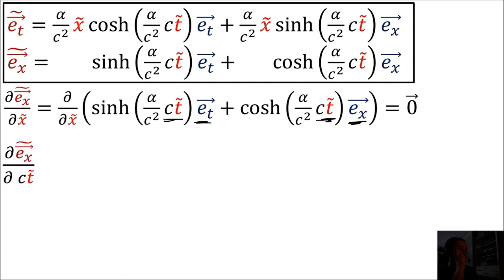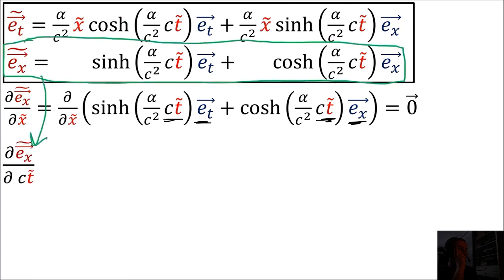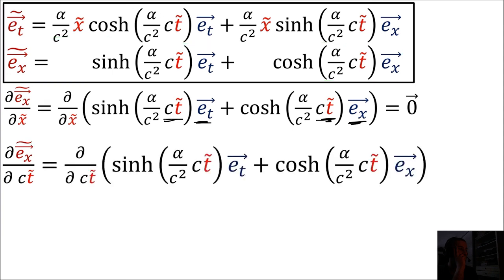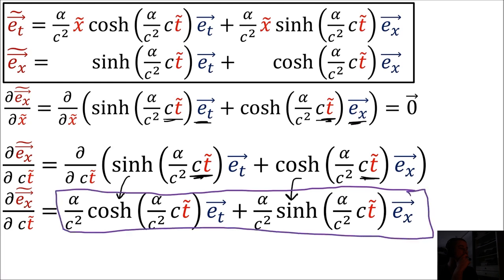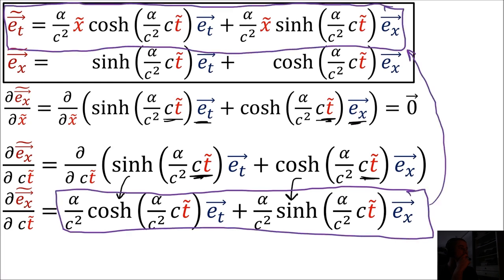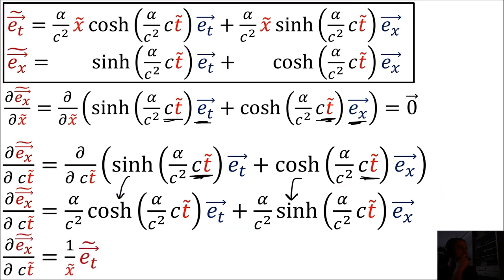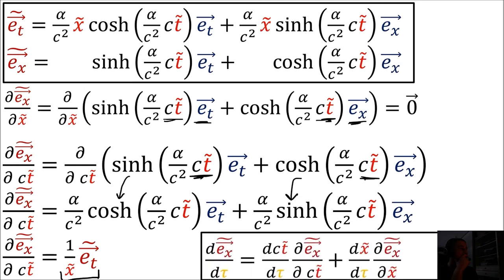We can also calculate the derivative of ex tilde in the ct tilde direction. Once again, et and ex are constant, so we just differentiate this formula with respect to ct tilde. Sinh becomes cosh, and cosh becomes sinh, and we multiply both of these terms by their inner constants, because of chain rule. Now, this big formula looks exactly like the formula for the et tilde basis vector if we were to divide it by x tilde. So this derivative is just equal to et tilde divided by x tilde, or in other words, multiplied by 1 over x tilde.